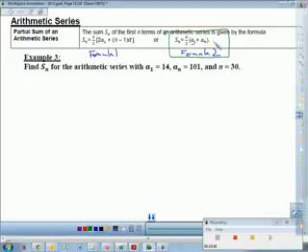Like they said, hey, Gauss, add up the first 100 of these terms. Or add up the first 10 of these terms. Aren't I telling you a specific term number that I want you to add up? So find the series of n, the sum of all those bad boys, for this arithmetic series, with the first term being 14, the nth term being 101, and the number of terms being 30. This means that's your last term right there.